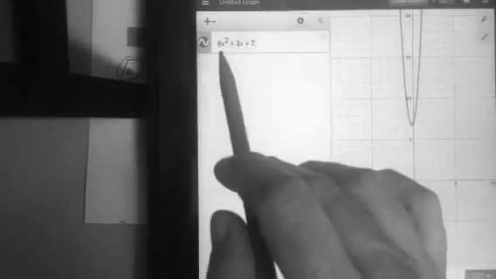So I'm going to put it in my graphing calculator, whatever kind of graphing calculator you have. I put 8x squared plus 3x plus 7 into my graphing calculator, and I graph it, and here I look at it and it does not cross the x-axis. Doesn't cross the x-axis, so that means the roots are complex.